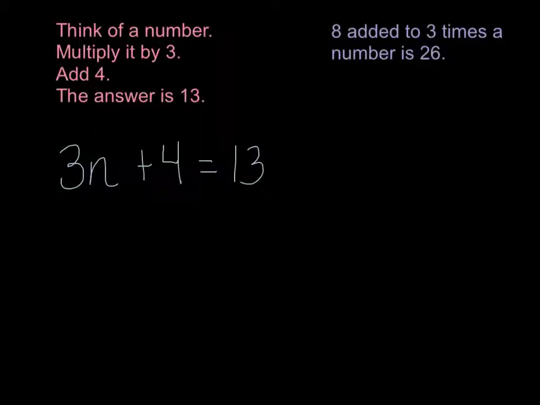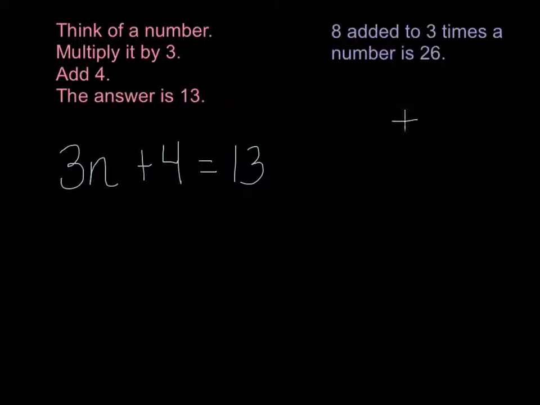So this equation here represents my statements above. Let's look at your second one. 8 added to 3 times a number is 26. These require you to think very carefully about the order in which your equation is going to happen. It doesn't necessarily matter when we're talking about addition because 8 plus 3x or 3x plus 8 will equal the same thing, but it's more important when we're looking at subtraction because you can get different answers with subtraction.